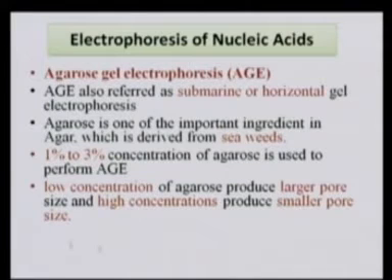The gel is prepared in such a way that the range is from low concentration to high concentration. Low concentration will provide you the larger pore size, whereas high concentration will provide you the smaller pore size. For example, if you are separating DNA or anything which is bigger in size, then you will use the big pore size, whereas if you are using a small molecule, then you are going to use a thick gel.